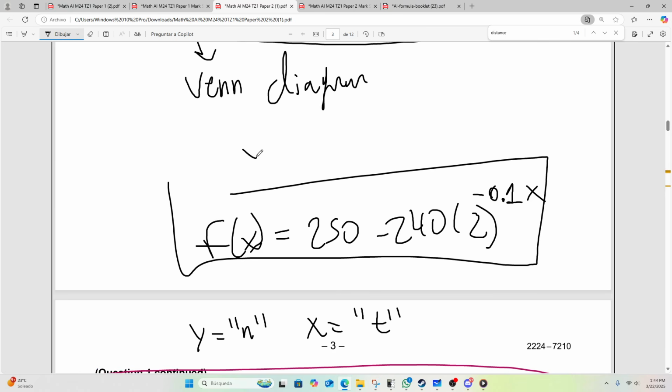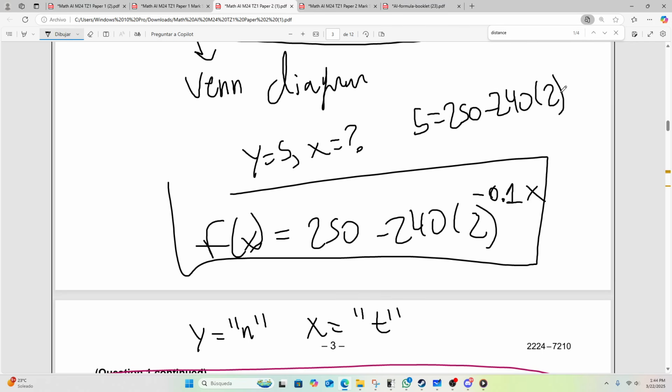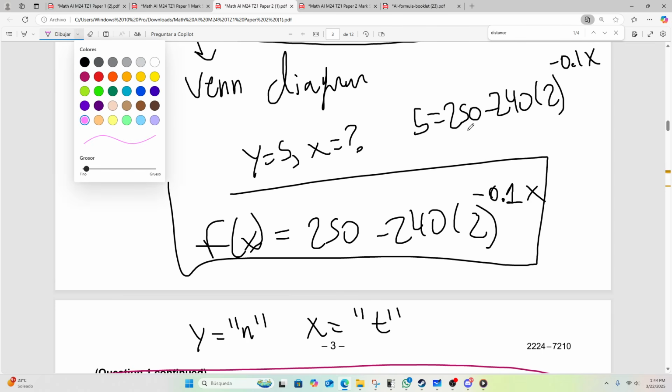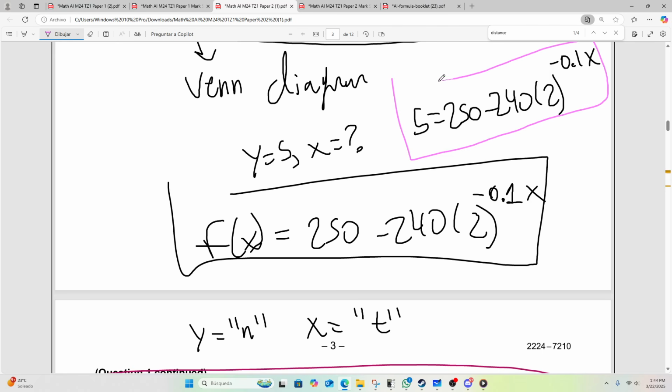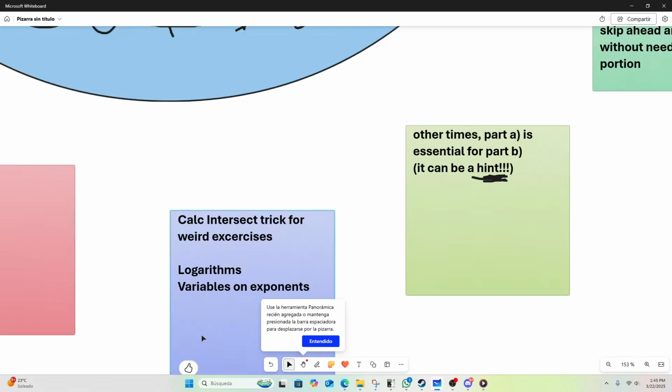So this is your context, okay? And let's say that you plug in, I don't know, y equals 5, and you need to find your x. So you end up with 5 equals 250 minus 240 times 2 to the power of negative 0.1 times x. And from here, there's a lot of people that don't know what to do. They have no idea what to do. Your variable is on an exponent. What the heck do I do? Like, what's happening? Okay, for those moments, we have the calc intersect trick.